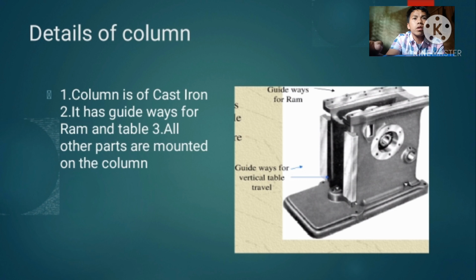And details of column. Details of column, there are 3 kinds. Number 1, column is of cast iron. Number 2, it has guide ways for ram and table. Number 3, all other parts are mounted on the column. And details of ram.